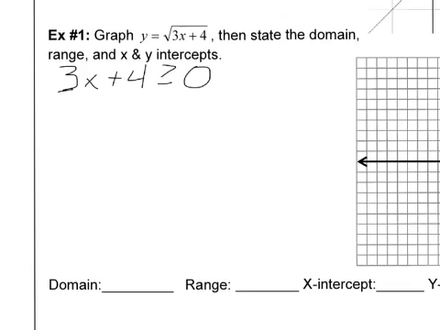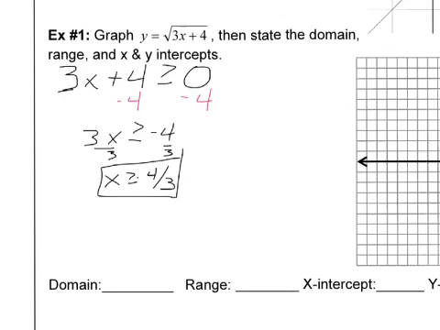So we're going to set it greater than or equal to 0 and find all the values of x for which this works. So we subtract 4, you get 3x is greater than or equal to negative 4, divide by 3, divide by 3, and so you have x is greater than or equal to negative 4/3. That is actually your domain. X is greater than or equal to negative 4/3.